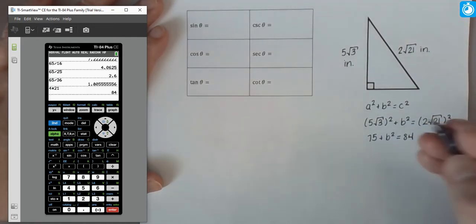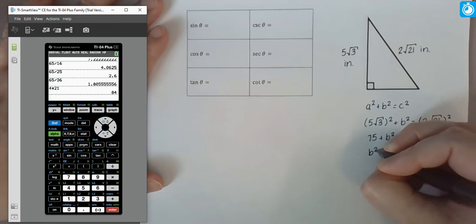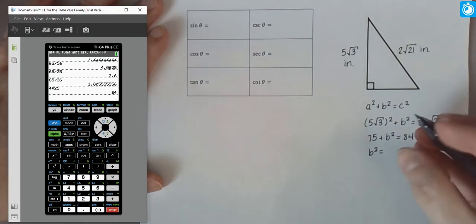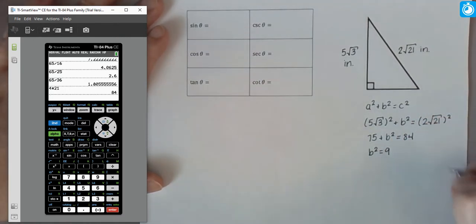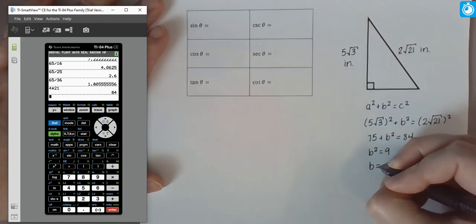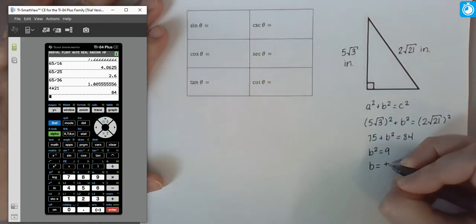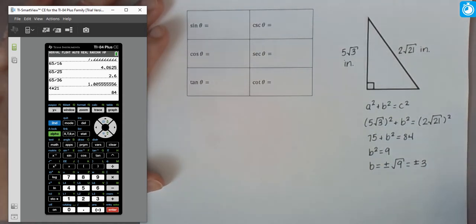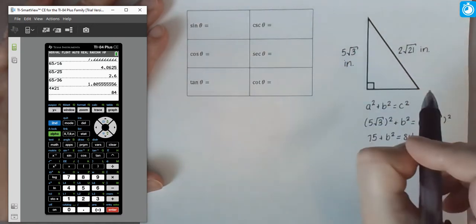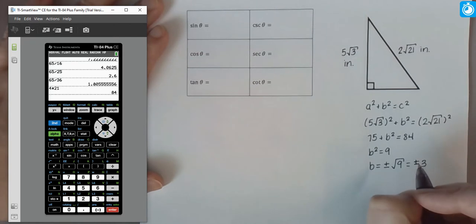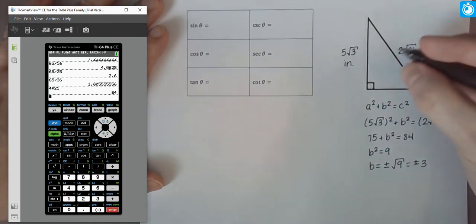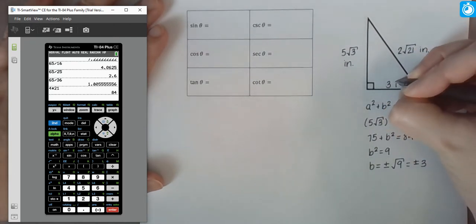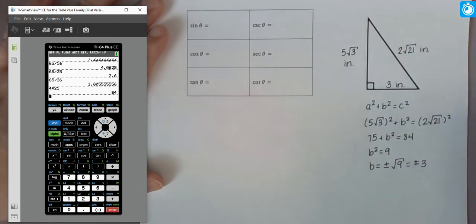Now I need to isolate this term. So subtract 75. So 84 minus 75 is going to give me 9. So that means b, if we take the square root of both sides, b is going to be plus or minus square root of 9, which equals plus or minus 3. Now again, we're talking about a physical context, so that means we're going to take the positive version. So this is going to be 3 inches.